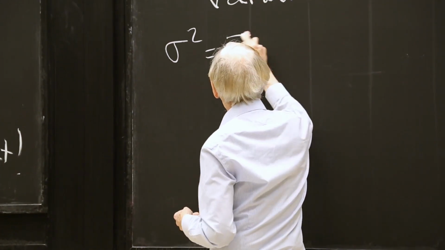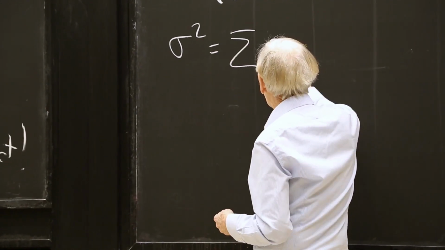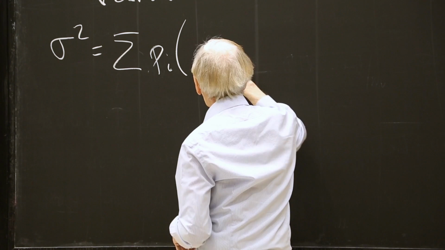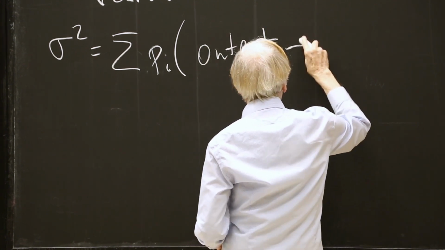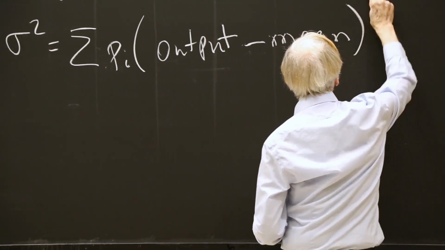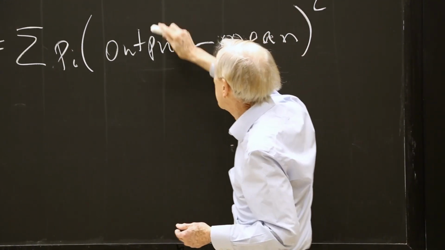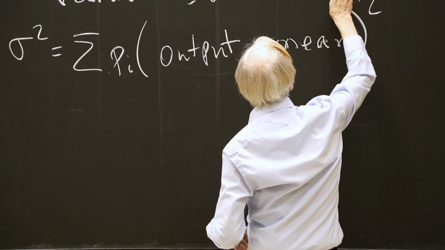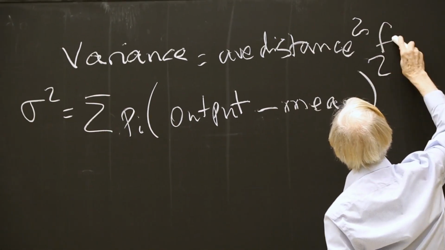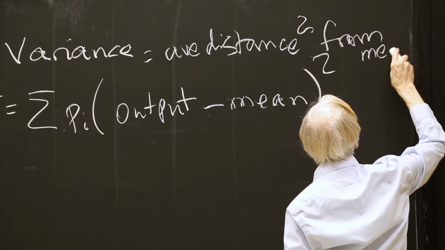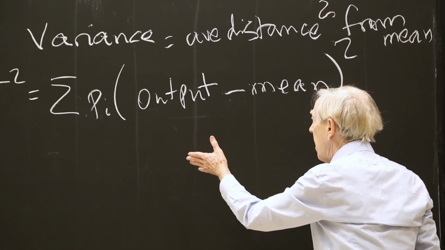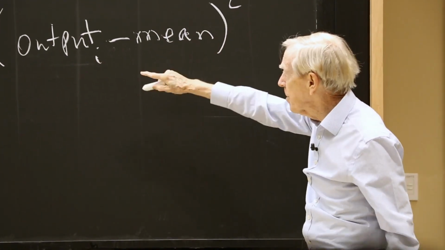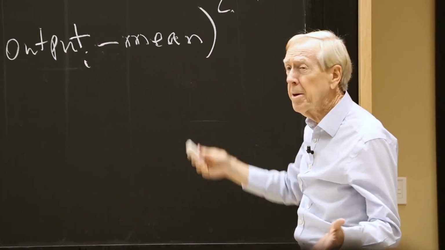So the variance is the sum. One way to do it is add up the different probabilities of different things that could happen of output minus the mean, squared. So it's the average distance squared from the mean. So I take whatever output I have that came with output number i, minus the mean, which is the average output. I square those, and I get a number.